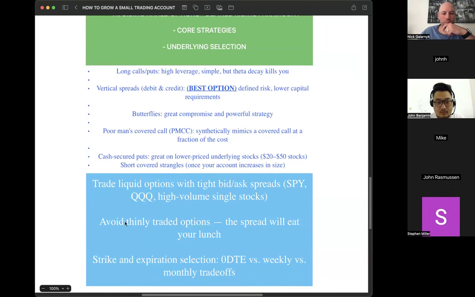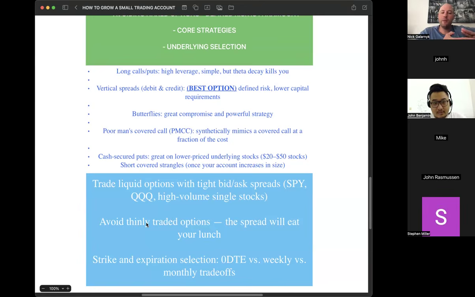Yeah. So avoid options where there's no liquidity at all. If you find some random biotech stock or whatever the name is, if it has no volume in the option chain and the spreads are wide, just avoid it. They will eat your lunch. The spreads will eat your lunch, okay?